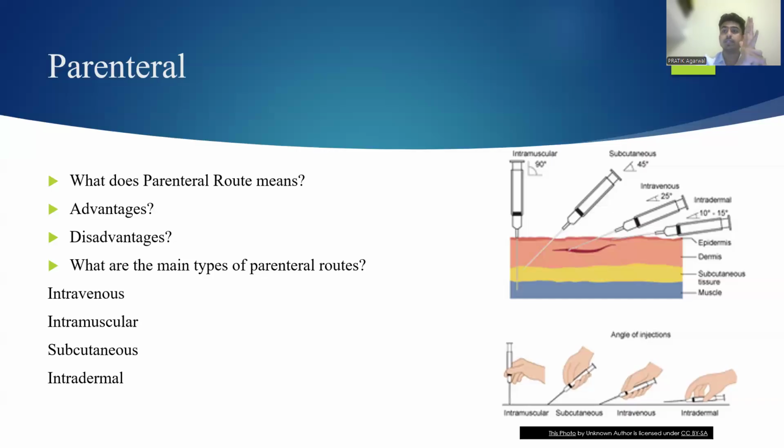Then we got intravenous. So if we give injection by 25-degree, we are getting it into the veins, injecting the drugs into the veins or getting the samples from the veins. Then we got intradermal, which is 10 to 15. I said the second layer in our body, which is just below the epidermis layer or your skin. We inject it at a very small angle, that's 10 to 15-degree.